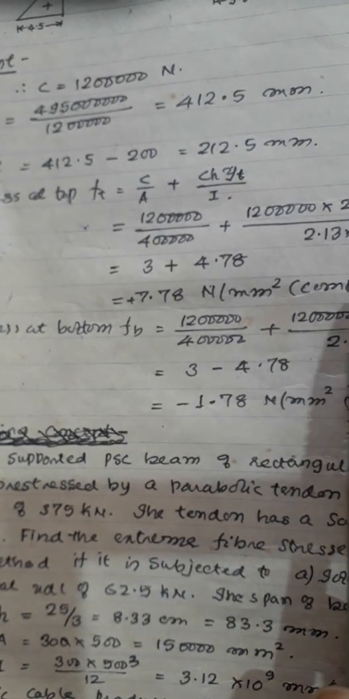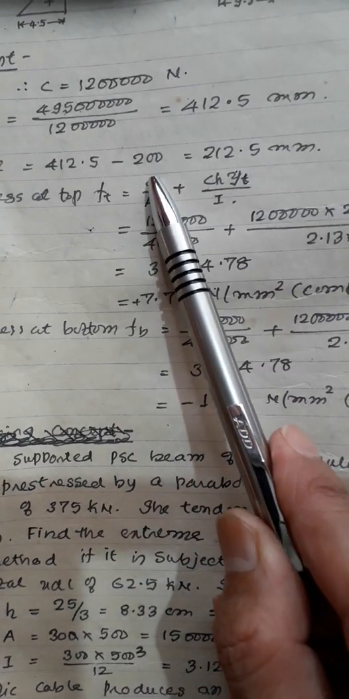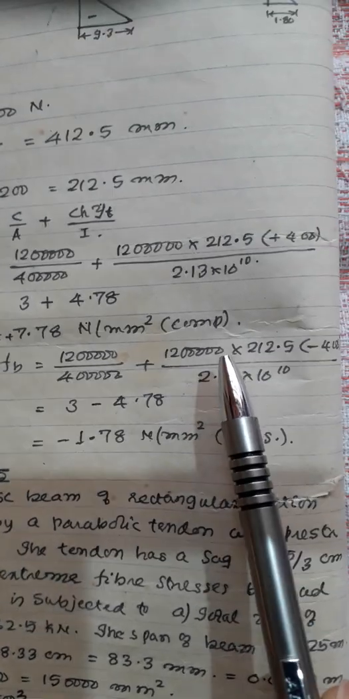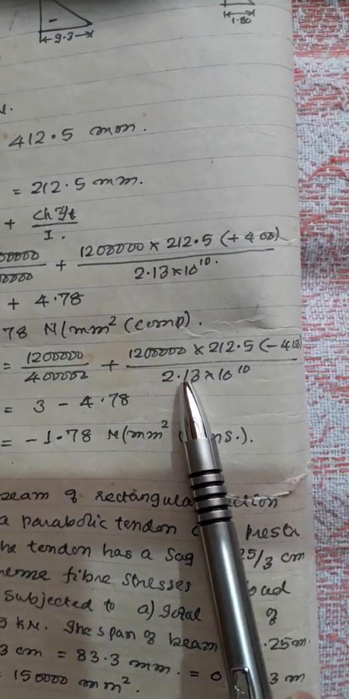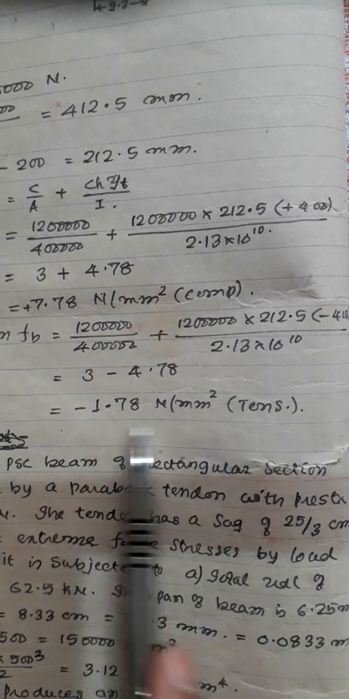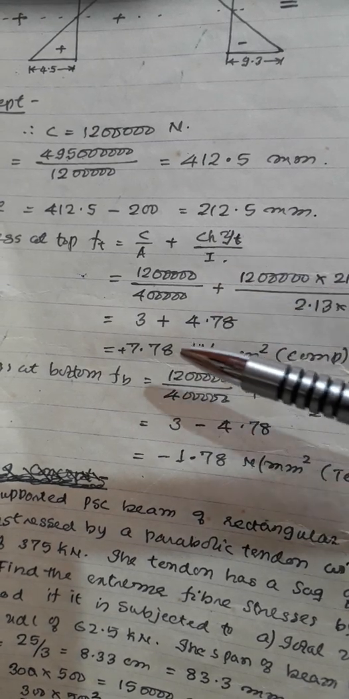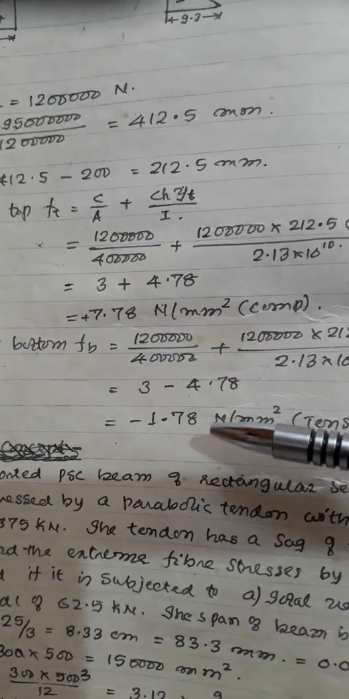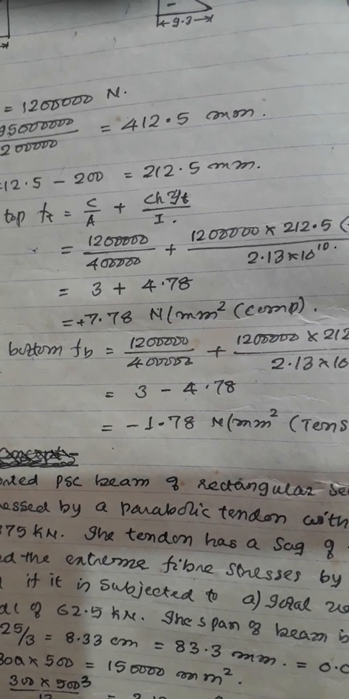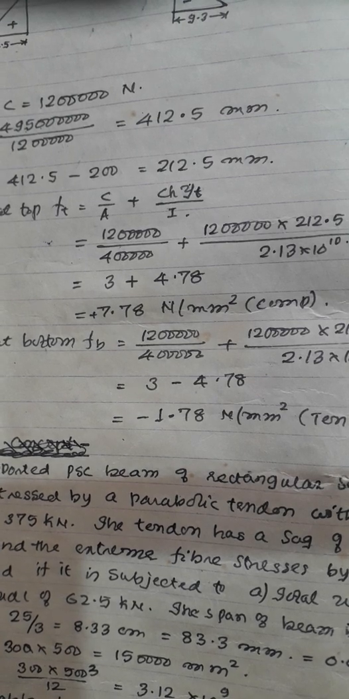so it is compression. Similarly, for the bottom fiber stress FB, again the same equation, C by A plus or minus CHYB by I. Put all the values and you will get minus 1.78 Newton per mm square. It is tension. If you see the values obtained from your stress concept and strength concept, both are the same. So whether you use the stress concept or the strength concept, the values will be the same. Thank you very much.